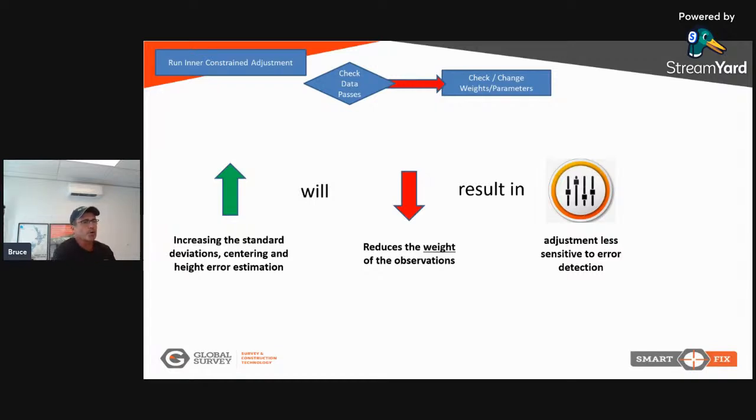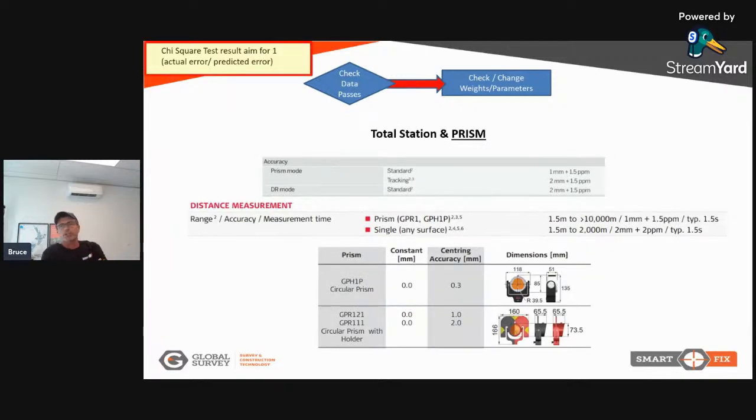A couple of things I just want to point out to add into this. If you're using a total station, there's also a prism at the other end, and we need to make sure that is accounted for. This is super critical if you're mixing different prism types in a survey or mixing different instruments in a survey. So don't just think about the instrument, also think about the other end, what's going on.